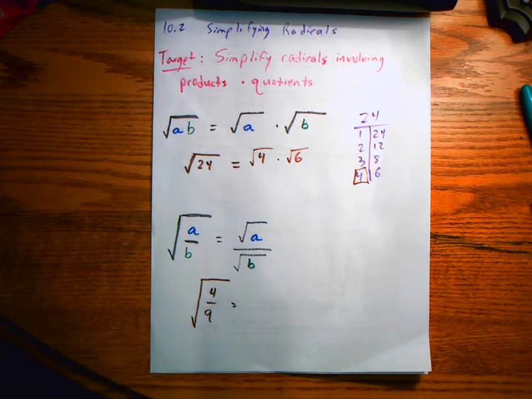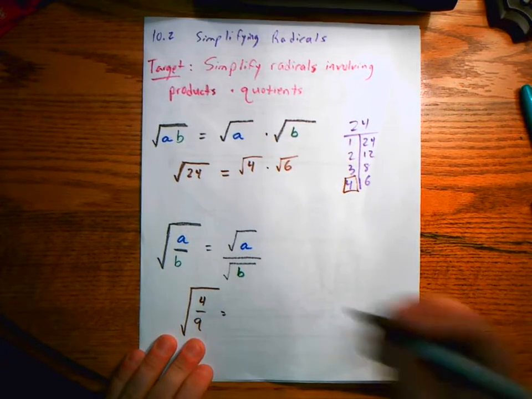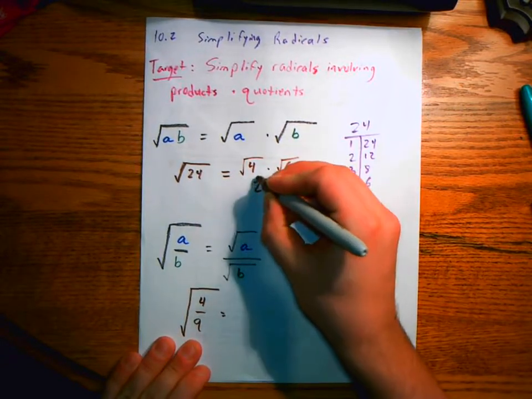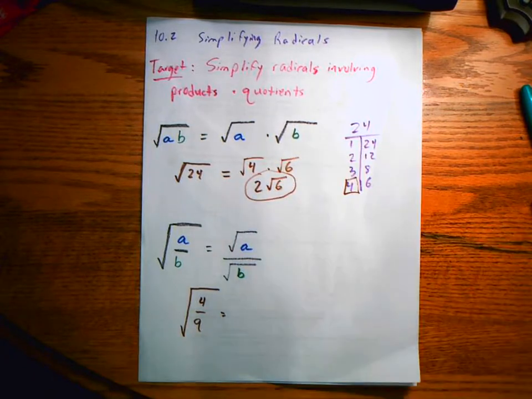Because then what you're able to do is take the square root of 4 and rewrite that as a whole number, which is 2. So the simplification of the square root of 24 is equal to 2 times the square root of 6.